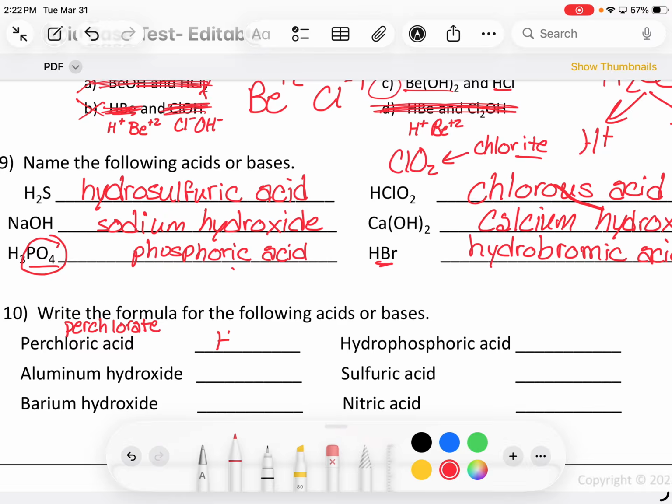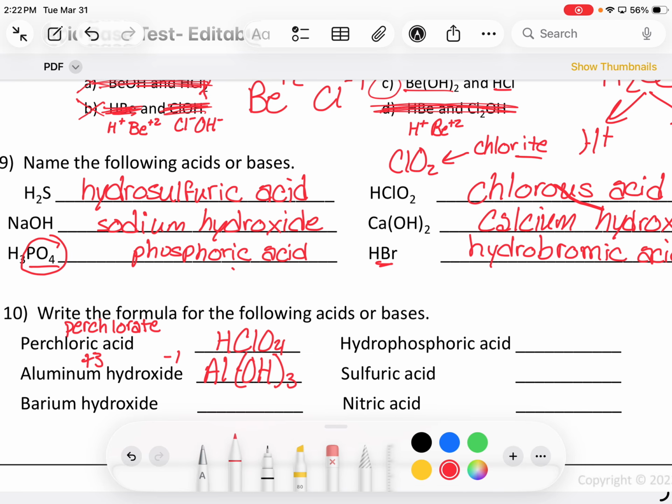Perchlorate, since it's an acid, is going to start with H, hydrogen. And then chlorate itself is ClO4. So that's perchloric acid. Aluminum hydroxide is going to be Al(OH). Will we have any subscripts? Yeah, because aluminum has a +3 charge and hydroxide has a -1 charge. Since they do, each element's charge becomes the other element's subscript.